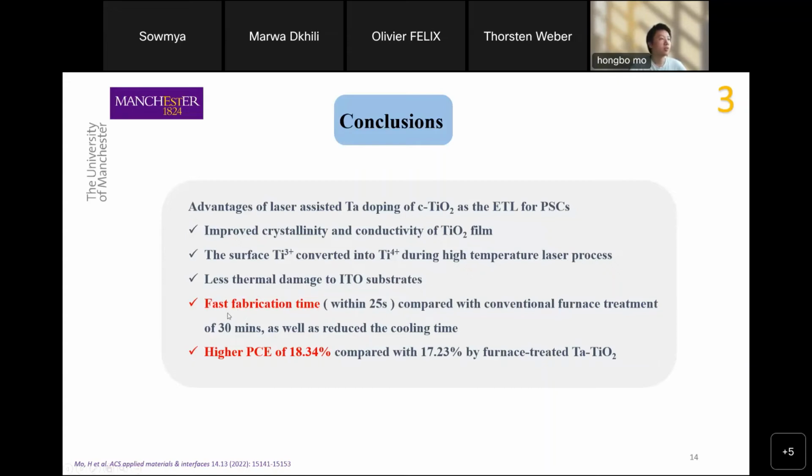And more important, the whole fabrication time for the laser-assisted method is within 25 seconds, compared with the conventional furnace treatment of around 30 minutes, as well as reducing the cooling time. And the efficiency is improved.